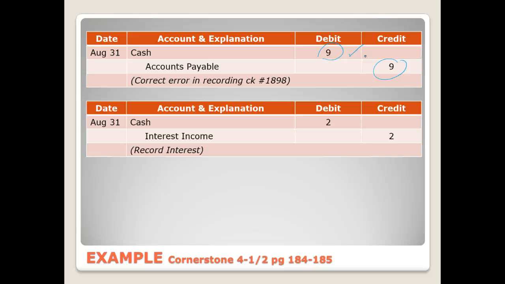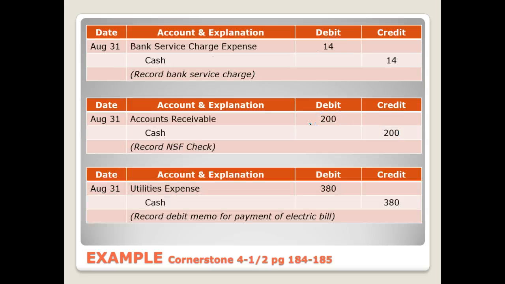When it comes to interest, income is a revenue account. So we have a $2 credit to interest income and a $2 debit to cash. Now let's look at those reductions to the cash account. I had a bank service charge. Well, that's an expense, so that's going to be a debit to bank service charge expense, and it was a credit to cash.